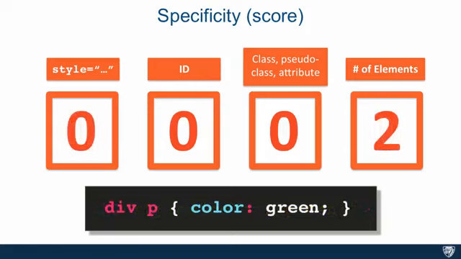Taking a look at a different selector, for example, div p color green, you see that it's not defined inside of a style attribute, so that gets a 0. There's no ID selector, so that gets a 0. There's no class definition selector either, so that gets a 0. But there's 2 elements. Here we're using a descendant combination of selectors, div and p. So therefore, the number of elements that we have is 2. That's why the last box gets the number 2.